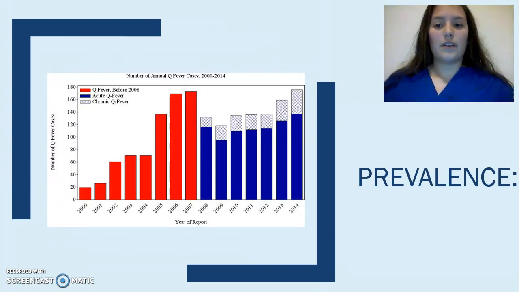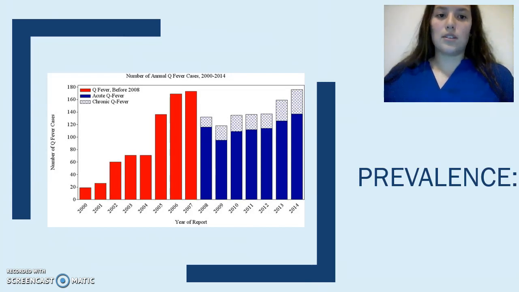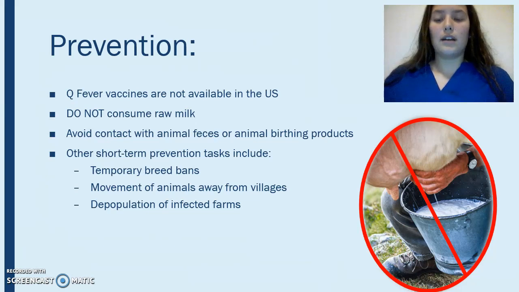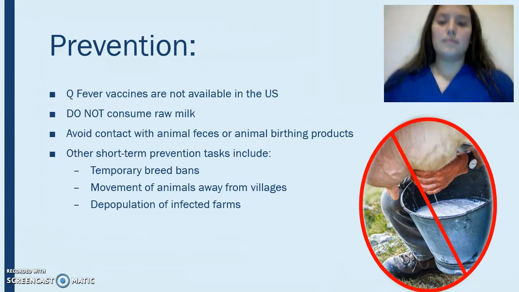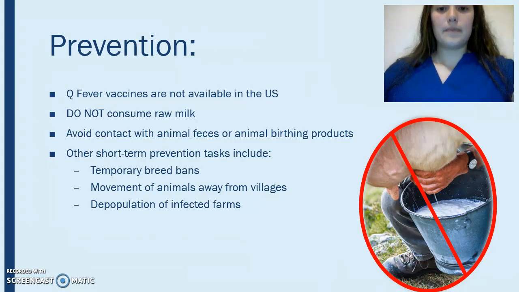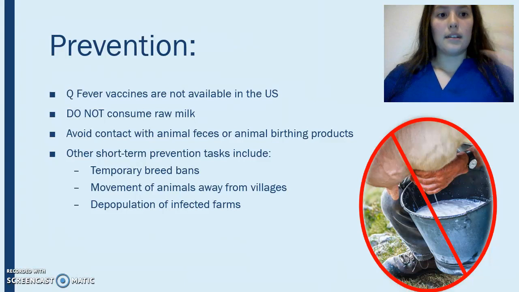Prevalence, you can see that it's not very prevalent. There's not a lot of cases. 180 is the most in a year, and you can see that the chronic Q fever rarely happens as opposed to the acute. Prevention, the Q fever vaccines are not available in the US, so there's no vaccine for it here. And then don't consume unpasteurized milk, because if the animal had the bacterium, then you will probably get Q fever.